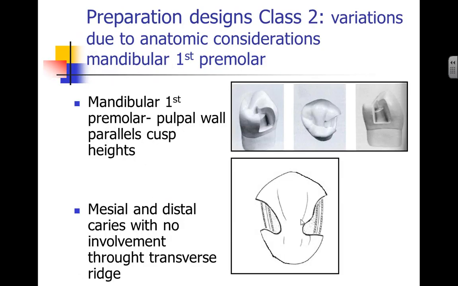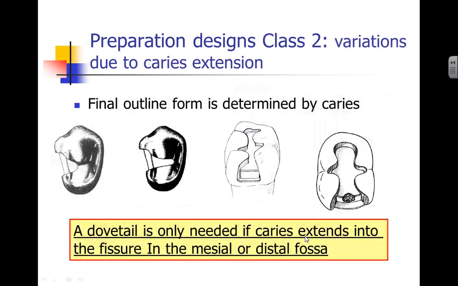Mandibular premolars, especially first premolars, give us greater challenges, and our preparation design will be more of an occlusal with a proximal slot or a proximal slot alone. In many cases, we don't need to go through the transverse ridge. So your final outline form is determined by the extent of the cavity.